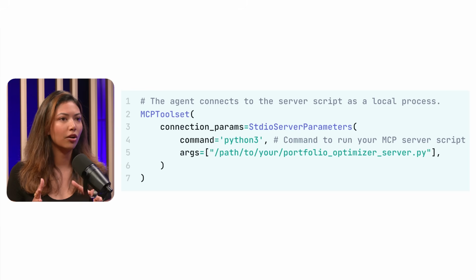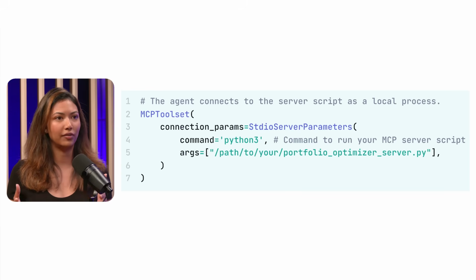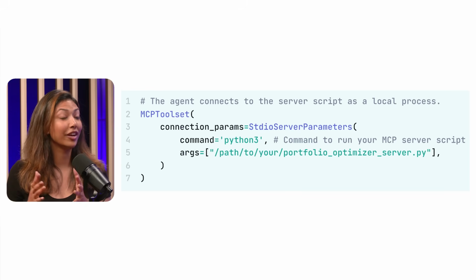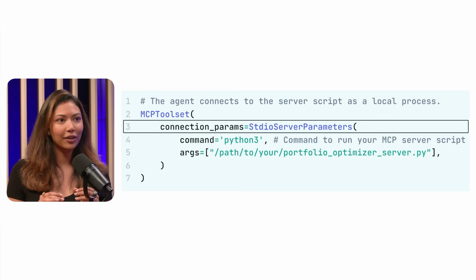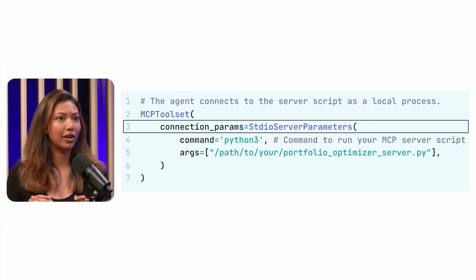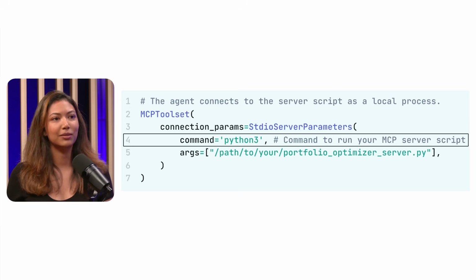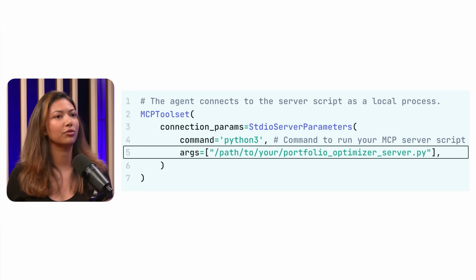Its whole job is to manage the connection to our server and make its tools available to our agent. We tell it how to connect using a parameter called connection params. In the code, we set this to server parameters, and we pass it two things: the command, which is Python 3, and the arguments, which is just the path to our server script.